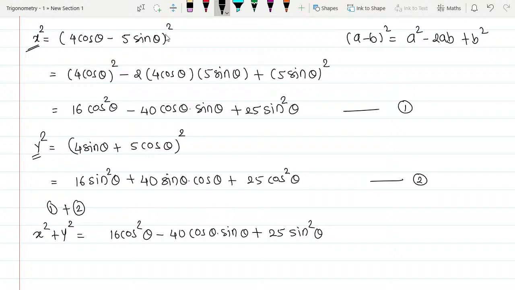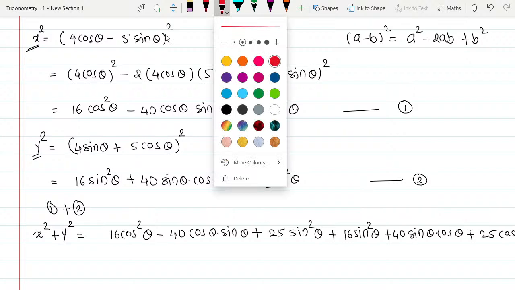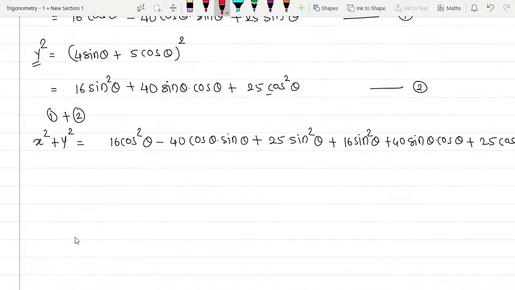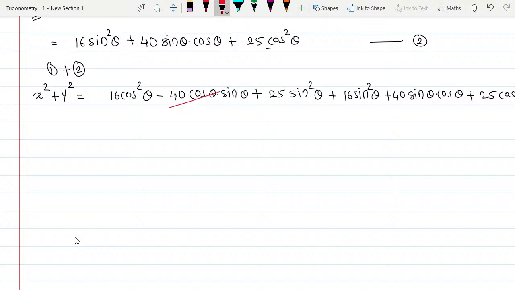Plus the second equation is what? Plus 16 sin square theta plus 40 sin theta into cos theta, and lastly we have plus 25 cos square theta. Okay, now let's check, do we have anything which is directly cancelled? Yes, of course. See here, this minus 40 cos theta sin theta and plus 40 sin theta cos theta can be easily cancelled. Now what is remaining?